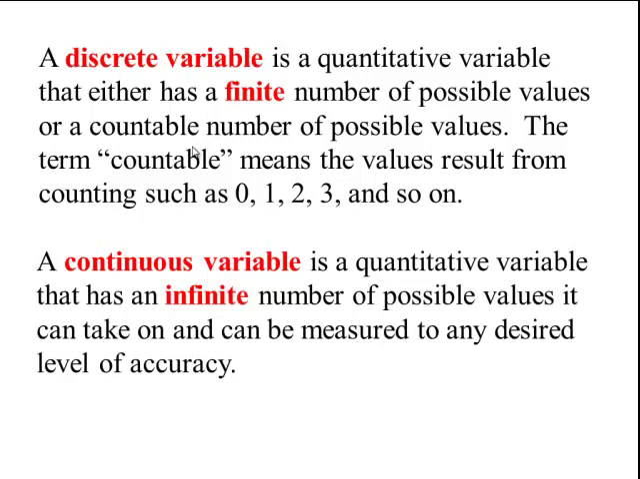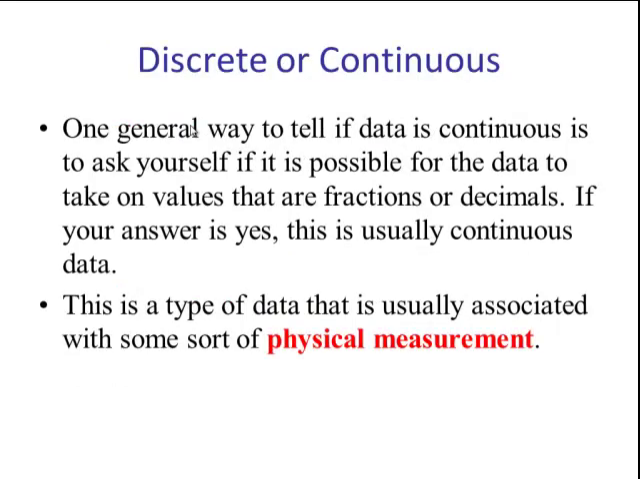The other type is what we call continuous. Again, it's a quantitative variable, but it has an infinite number of possible values, and it can be measured to any level of accuracy. So we can have decimals and fractions. Examples of continuous variables would be height, weight, the time it takes you to get to Cincinnati State. The key is with continuous, we can have decimals and fractions, whatever level of accuracy that we want. One general way to tell if data is continuous, ask yourself, can it take on values that are fractions or decimals? If your answer is yes, it's usually continuous. This type of data is usually associated with some kind of physical measurement.